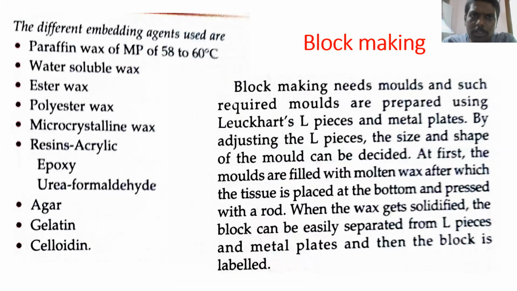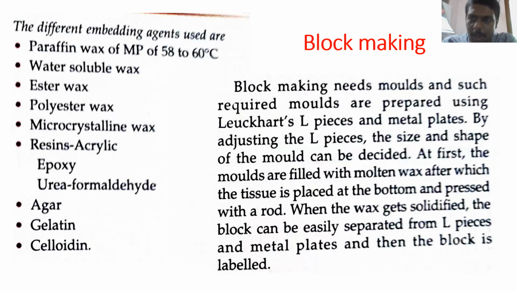For this purpose, we can use different types of embedding agents. The regularly used embedding agents include paraffin wax, water-soluble wax, ester wax, polyester wax, microcrystalline wax, epoxy, urea formaldehyde, agar, gelatin, or even celluloid can be used as embedding agents.